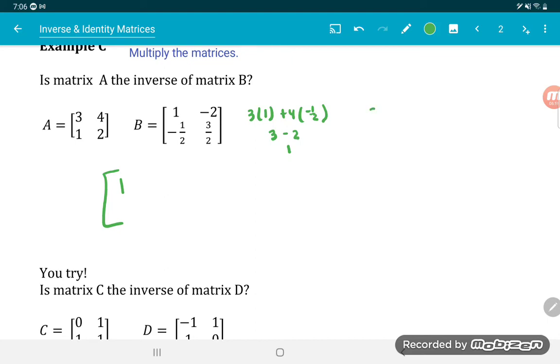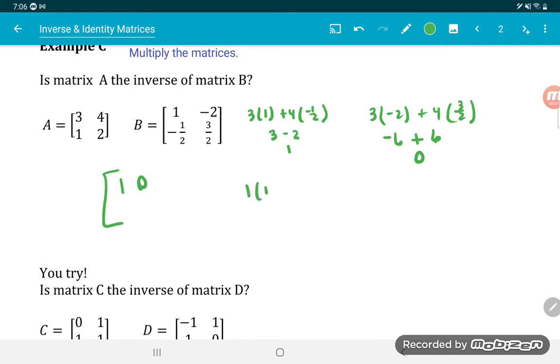In the second position, 3 times negative 2 plus 4 times 3 over 2. 3 times negative 2 is a negative 6 plus 4 times 3 is 12. You divide it by 2, you get a 6. Second position of our matrix is a 0.